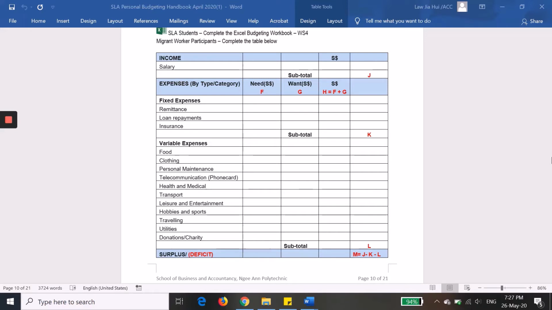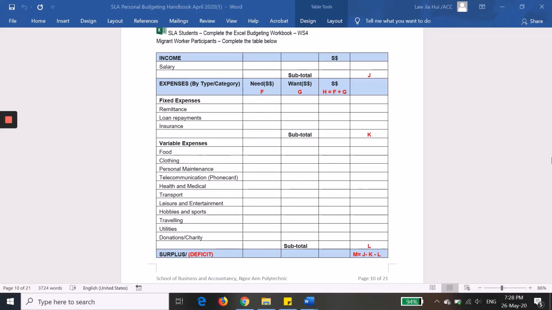Telecommunication is your phone top-up card, which you mentioned you do a top-up every 6 months. You will incur health and medical expenses when you pay money to see the doctor or when you buy medicine. Transport expenses are like bus fares, MRT fares, or taxi fares. Leisure and entertainment will include your monthly karaoke sessions and other expenses for entertainment purposes. Hobbies and sports will include, for example, if you like to play badminton and you buy a badminton racket. When you go overseas, you will incur traveling expenses. Utilities expenses are when you pay your electrical bills, your water bills. Donations or charities is when you donate your money or your items to other people.